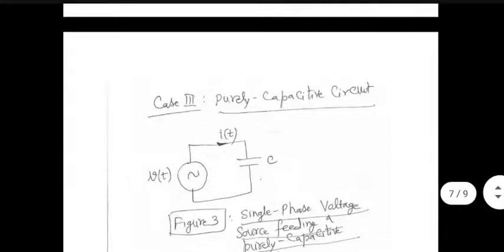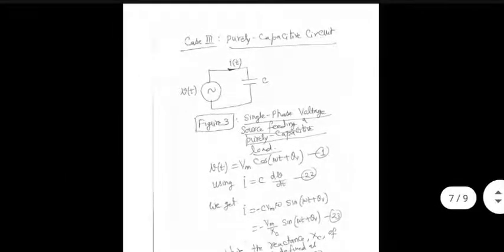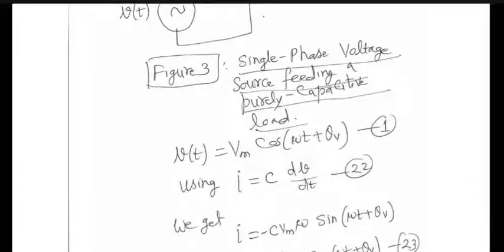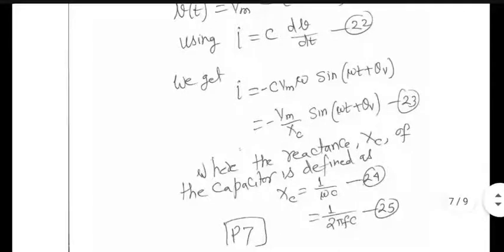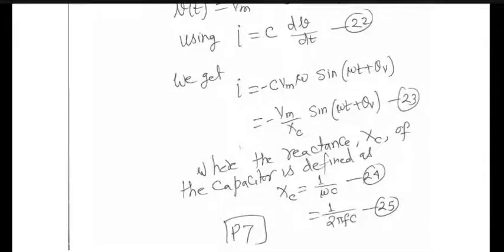Now, third case, purely capacitive load. Again, small v is given by this standard formula and small i is related to small v by this well-known formula. We write small i based on this differential coefficient. We get a minus sign because cosine will differentiate to a minus sign. So minus Vm divided by Xc, where Xc is 1 upon omega c, well known to you. The formula for instantaneous current in a purely capacitive load is this.